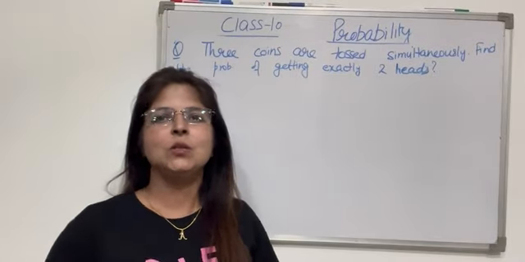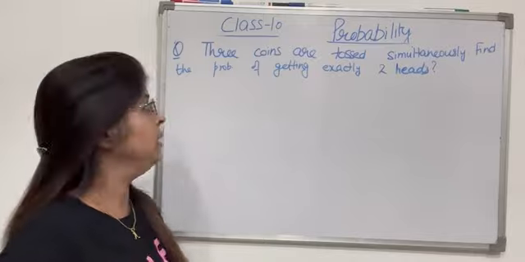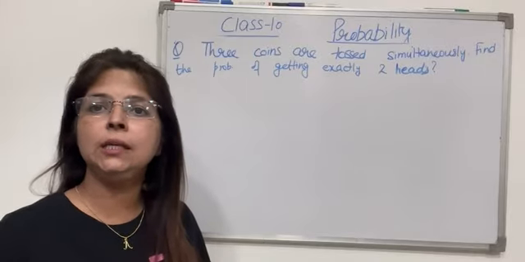Hello everyone. So let's solve this question today. The question is: 3 coins are tossed simultaneously. Find the probability of getting exactly 2 heads.